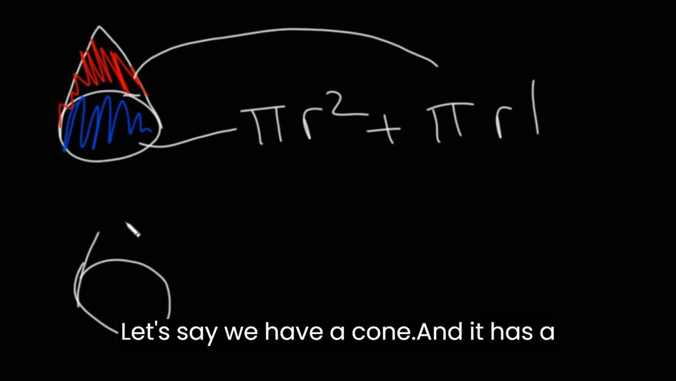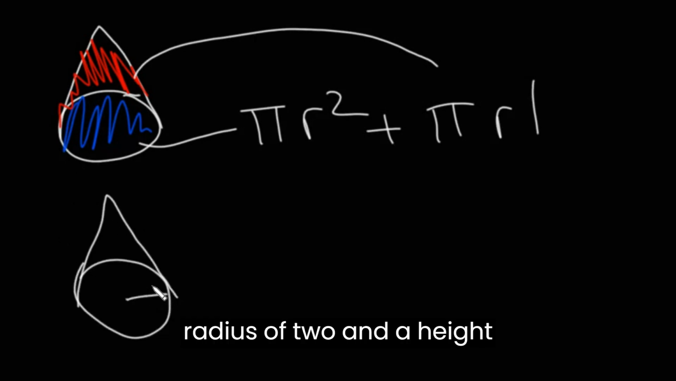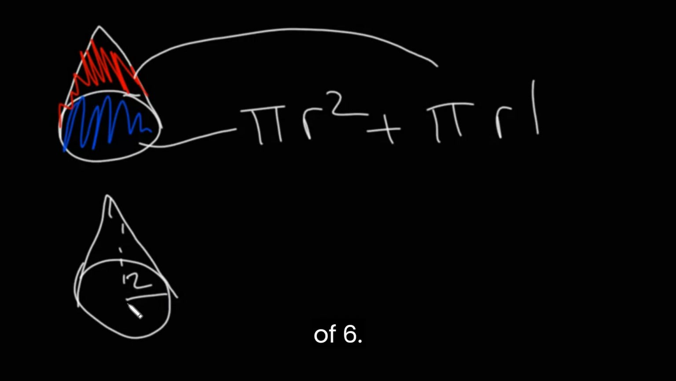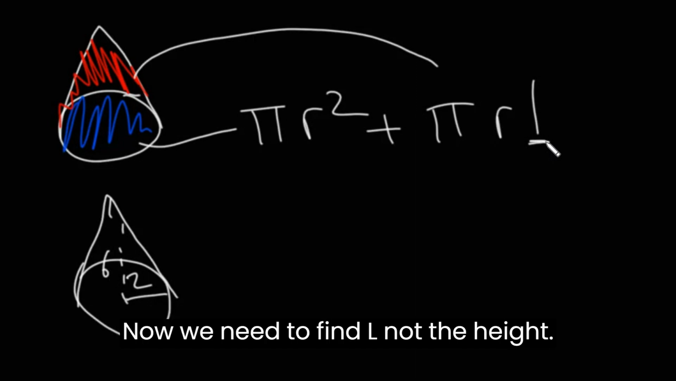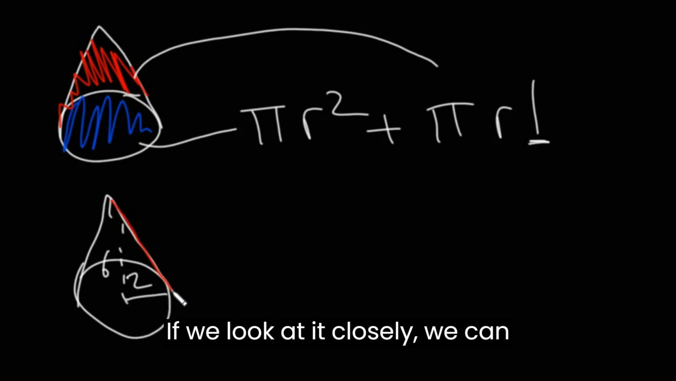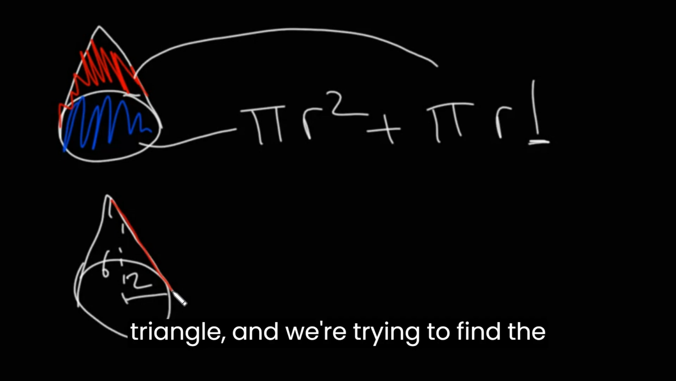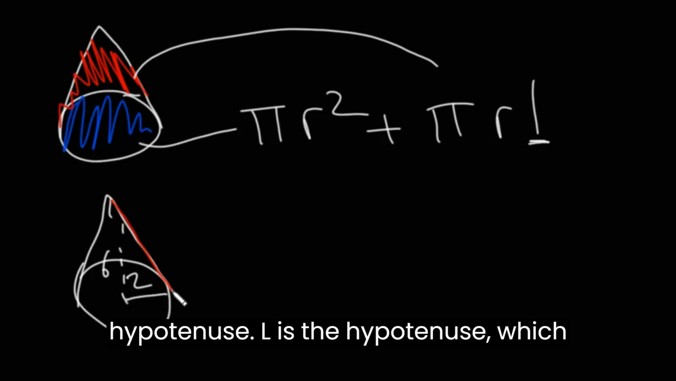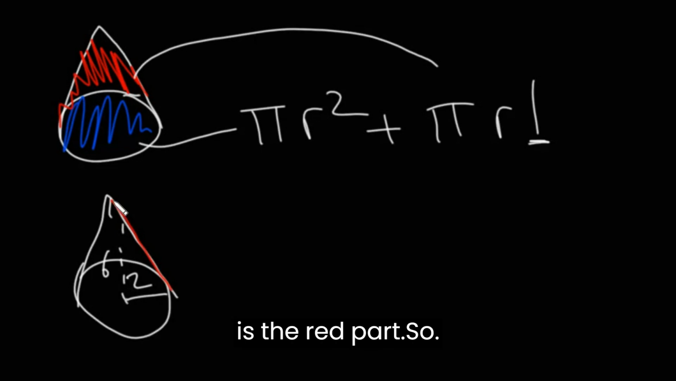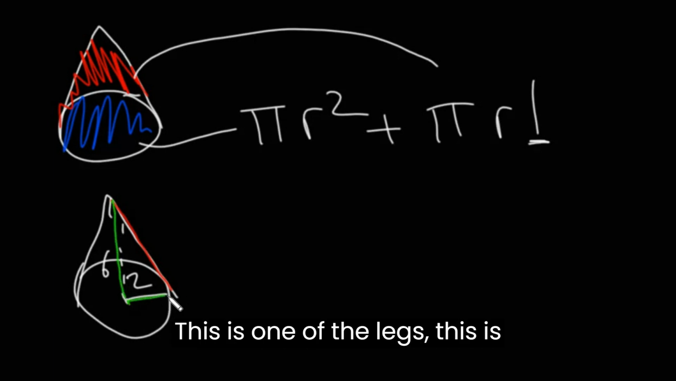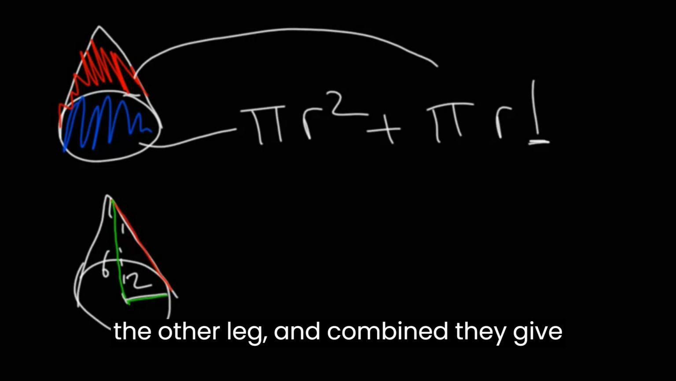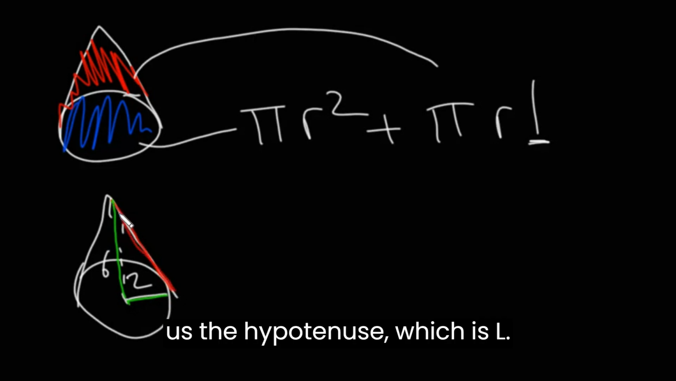Let's say we have a cone and it has a radius of 2 and a height of 6. Now we need to find L, not the height. If we look at it closely, we can see that this is actually a right triangle, and we're trying to find the hypotenuse. L is the hypotenuse, which is the red part. So this is one of the legs, this is the other leg, and combined they give us the hypotenuse, which is L.